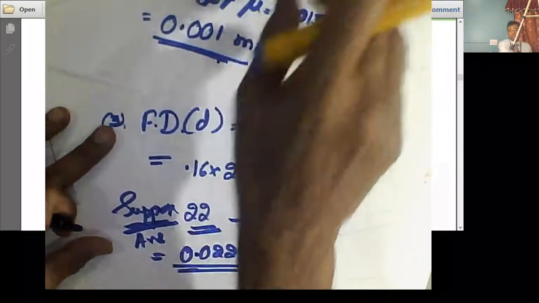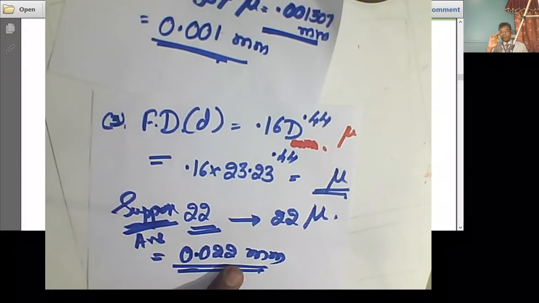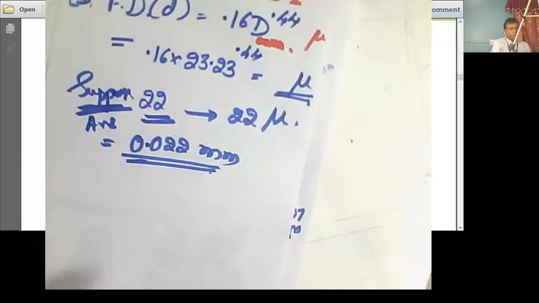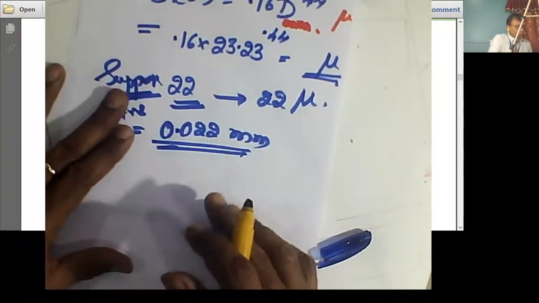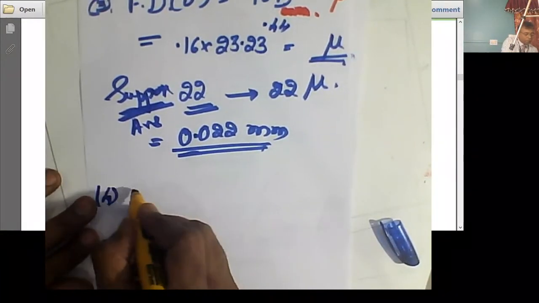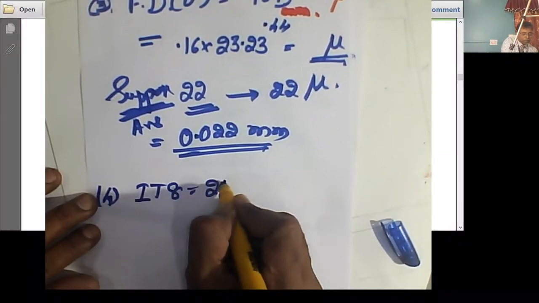Okay, the second question is, how many decimal places do we need to reach? Up to the third decimal, 0.002, in case of limits, fits and tolerance. But in case of gauge design, we need to reach up to the fourth decimal. With that, the problem gets over. And for tolerance, another is the fourth number value, IT5, IT8 is equal to 25i, right?